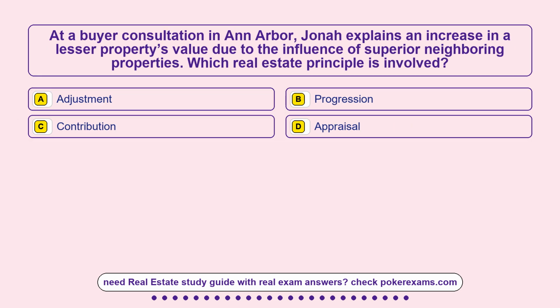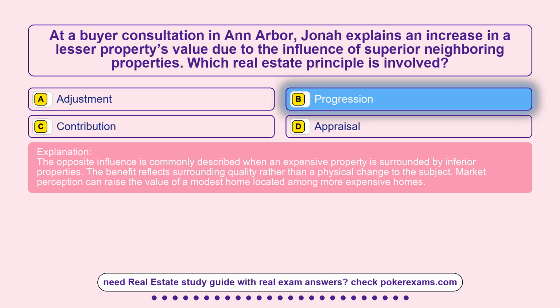Question 3. At a buyer consultation in Ann Arbor, Jonah explains an increase in a lesser property's value due to the influence of superior neighboring properties. Which real estate principle is involved? Option A, adjustment. Option B, progression. Option C, contribution. Option D, appraisal. The correct answer is option B, progression.